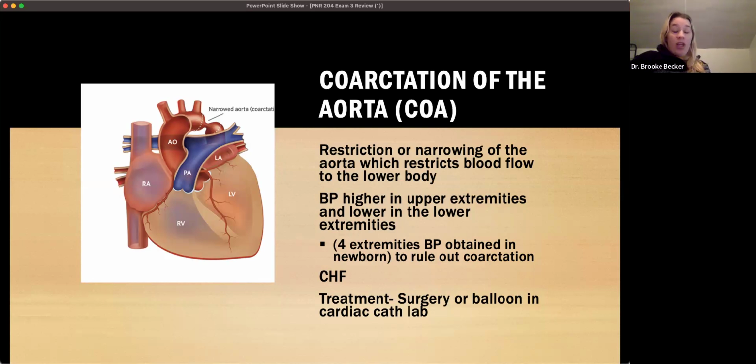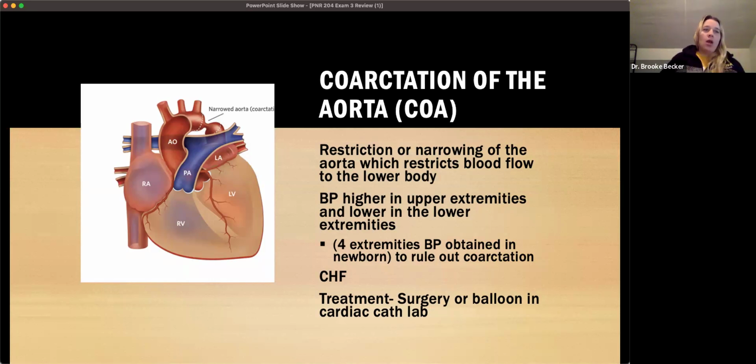So think about if you kink a hose up, right? Put a kink in the hose, what happens to the end of the hose that you're trying to use? There's not going to be very much water coming out, right? So that's essentially what happens with coarctation of the aorta. The periphery, so the lower extremities, have a lot of restricted blood flow. So the blood pressure in the upper extremities, if you do a blood pressure on the arms, is going to be higher than on the legs, significantly.